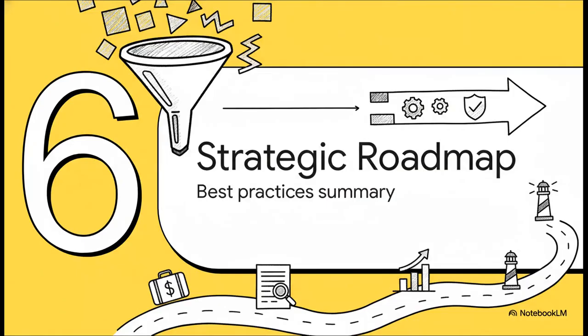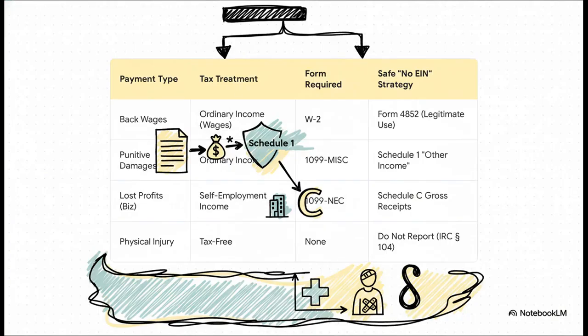Okay, let's pull all of this together. We're going to distill all these technical details into a clear, strategic roadmap that you can actually use in your practice. Think of this as your cheat sheet. It's a decision matrix for the most common situations. If it's back wages, the safe, legitimate path is Form 4852. If it's punitive damages, the safe harbor is Schedule 1, other income. For lost business profits, it's got to go on Schedule C to handle the self-employment tax. And never forget the first question you should always ask. Was this for a physical injury? If so, under IRC Section 104, it's probably tax-free and doesn't get reported at all.